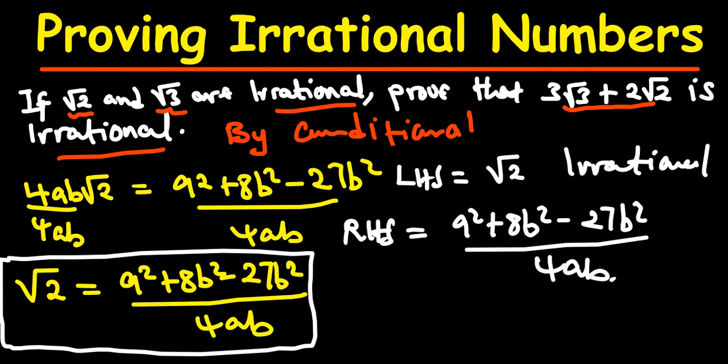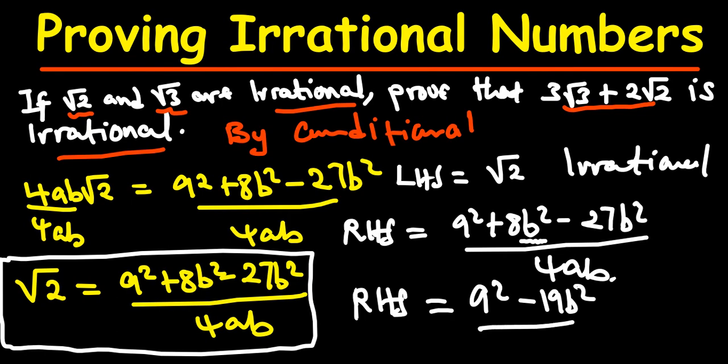A rational number. So if you want, you can combine this 8b squared and the minus 27b squared. So let's combine. So we're saying right hand side is equal to a squared, and then when we combine that, what do you get? Okay, we get minus 19b squared, and then divided by what? 4ab.